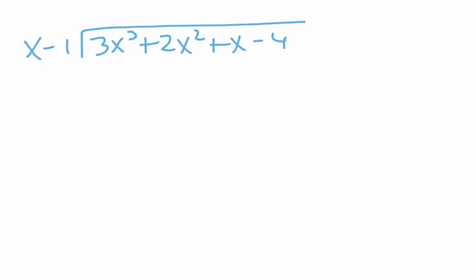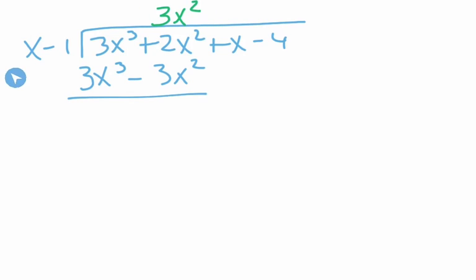So we're looking at just the x and just the x, 3x to the third to start off with. And I ask myself, what do I multiply x by to get 3x to the third? And the answer is 3x squared. So I put the 3x squared here so that all of my x squareds line up. Then I take 3x squared and I multiply it by the x minus 1. So I get 3x to the third minus 3x squared.